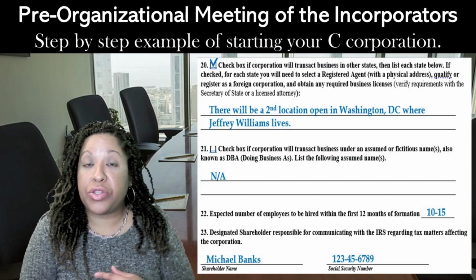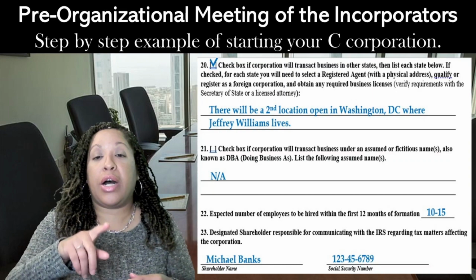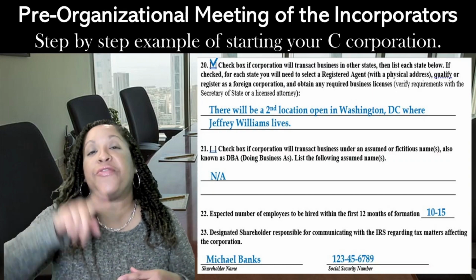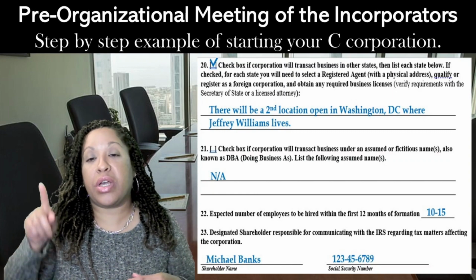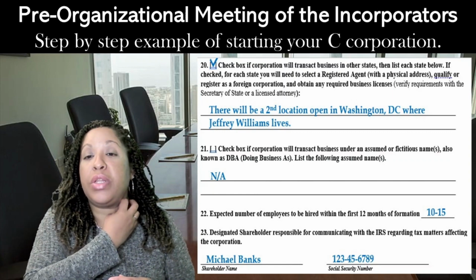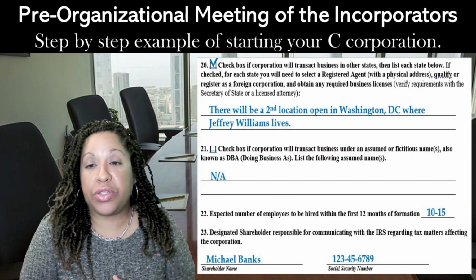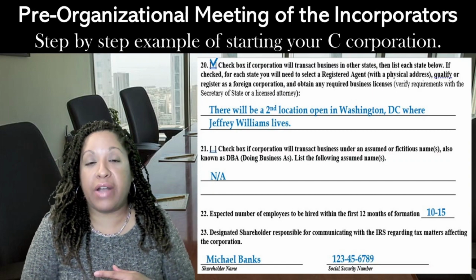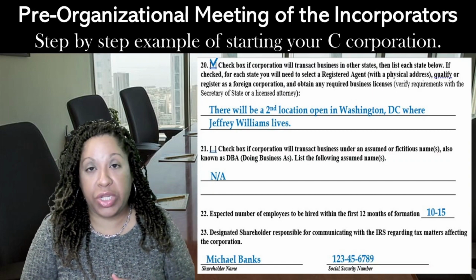Jeffrey Williams will be the registered agent for Washington, D.C., because the registered agent has to physically be in the state where the company decides to transact business. Okay. So that will be the answer for that. And also, they will have to register as a foreign corporation.